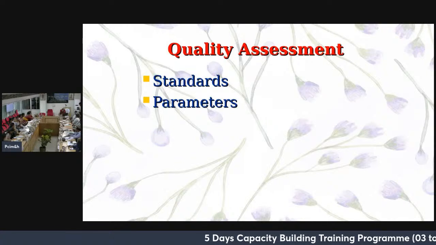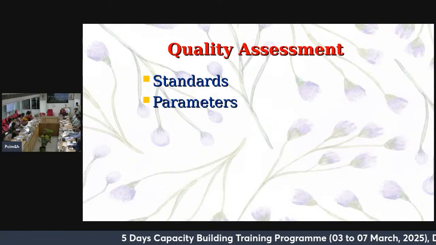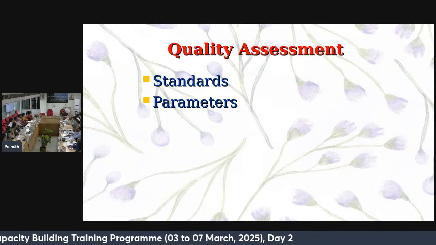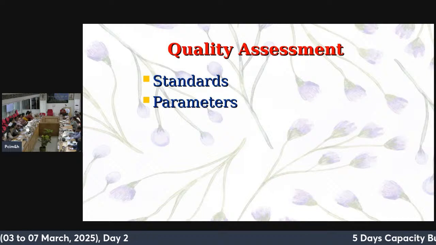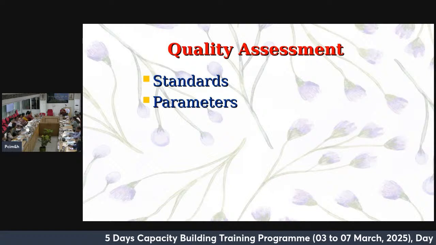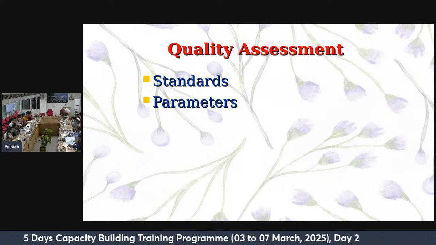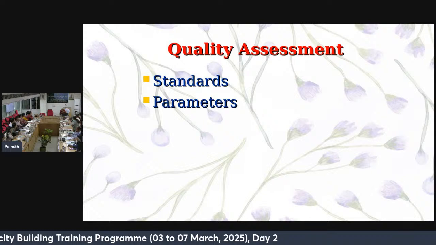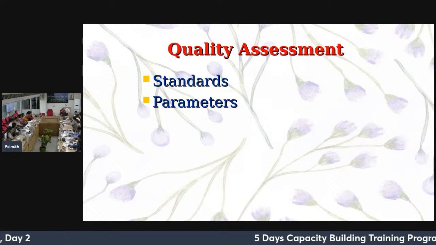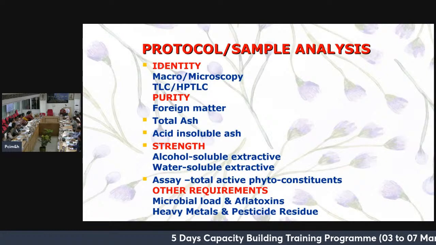After that, we come to the quality assessment. We have grown the samples, cultivated the samples, and then stored the samples. The next step is the quality assessment. We can carry out this assessment with the help of standards or parameters. The standards are regulatory standards, and the parameters are the in-house parameters which we developed in our lab research organization. These are some basic points required for authentication.